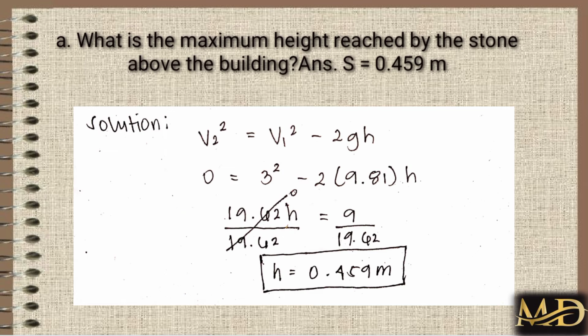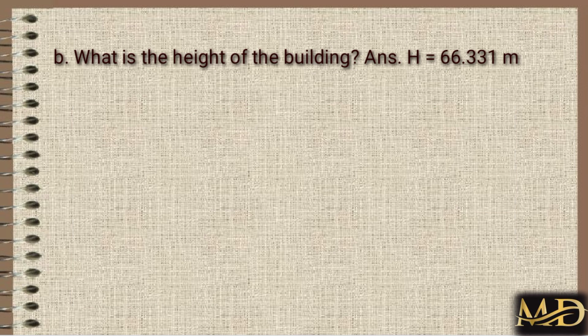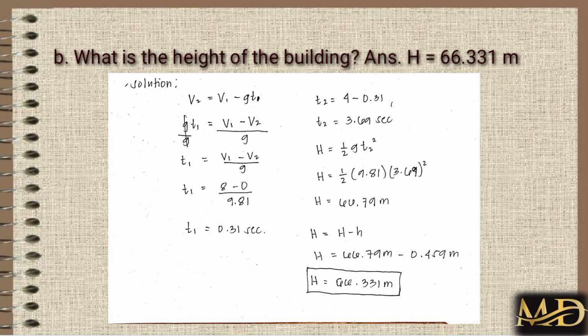V2 squared is equal to V1 squared minus 2GH. So 0 is equal to 3 squared minus 2 times 9.81 h. 19.62 h is equal to 9. Then divide 19.62 both sides. So the result is h is equal to 0.459 meters.